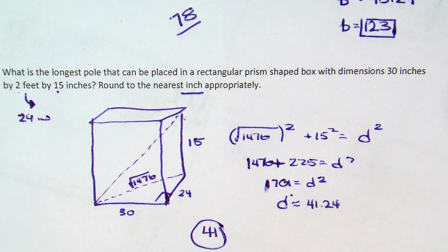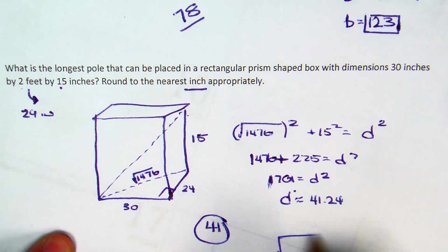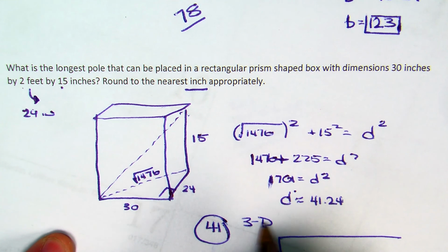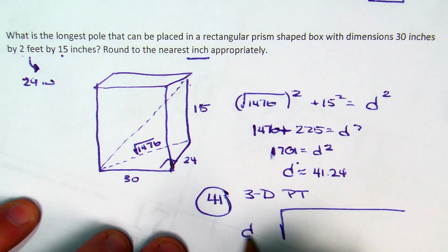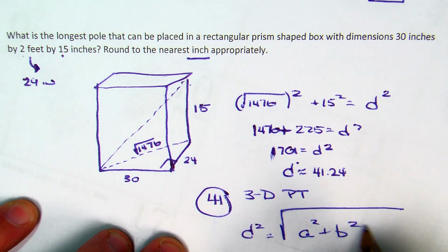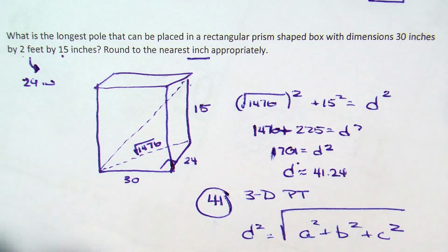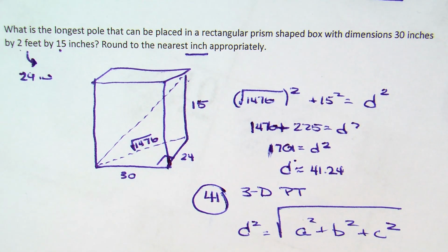So we get that. Number two. Here's a shortened version for you. We're going to call it the 3D Pythagorean theorem. D squared equals the square root of A squared plus B squared plus C squared. And you'll still get the same answer. So if you have a three-dimensional problem where you're trying to find the diagonal, you can just use that and you'll get the same answer each and every time.